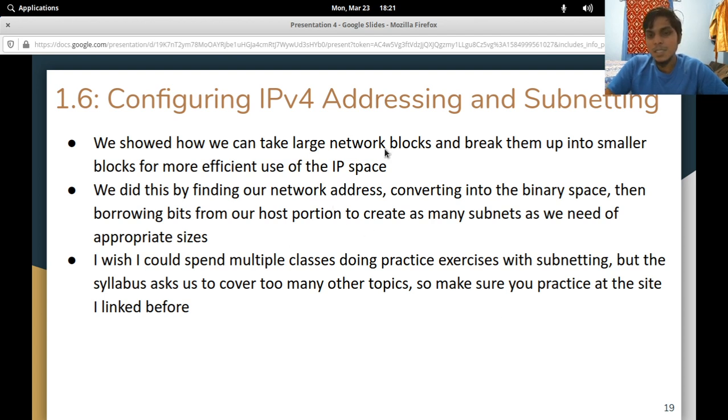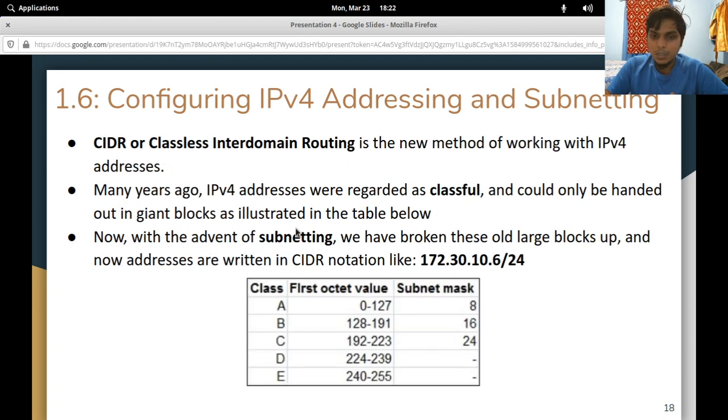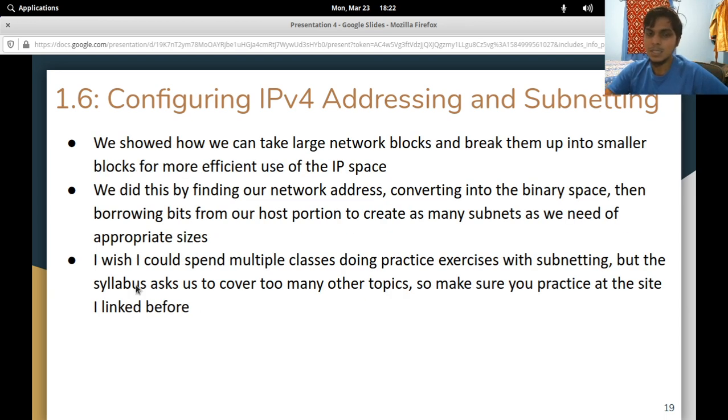So we showed how we can take large network blocks and break them up into smaller blocks for more efficient use of IP space. We did this by finding our network address, converting it into binary, and then borrowing bits from our host portion to create as many subnets as we need of appropriate sizes. That is of course what we discussed in the last class. That was the theory behind subnetting. We take our initial block and borrow some host bits and turn those into new subnet bits, and from the remaining host bits we assign hosts. So we basically make smaller networks, which is all that we did in the small video and the last big video as well.